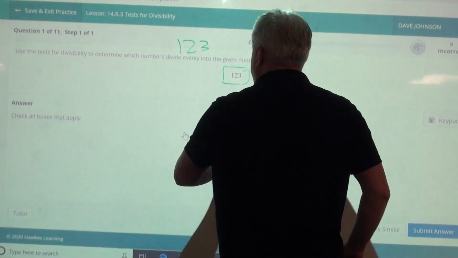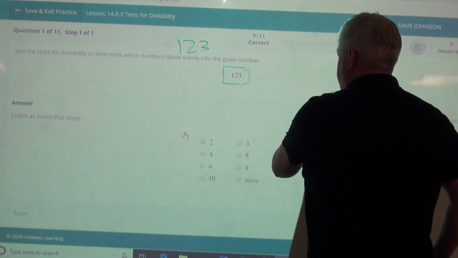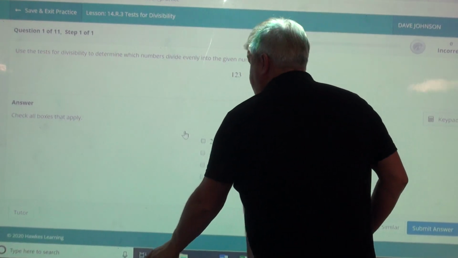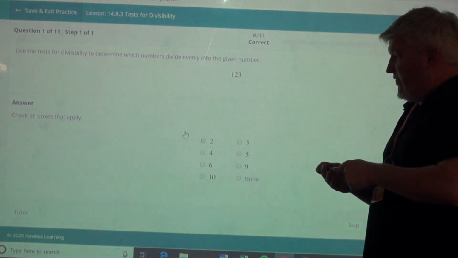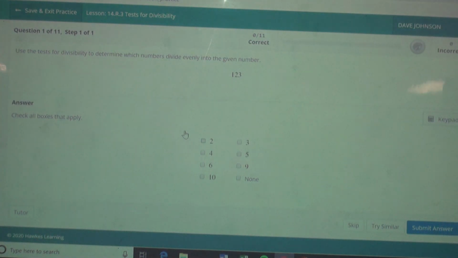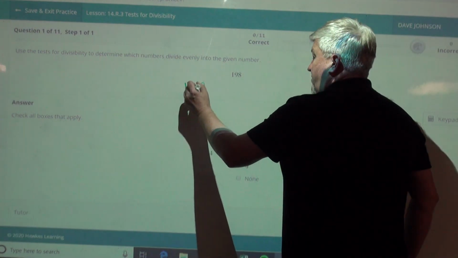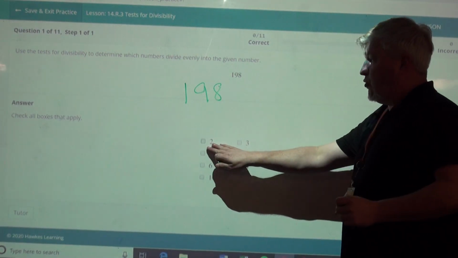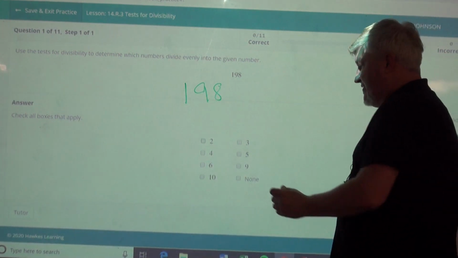Alright, so let's work through some problems. We just did this one. It says, use the test for divisibility to determine which numbers divide evenly into the given number. I'm going to switch the number. The number is now 509. I'm going to switch it again. Alright, there we go. 198. The number is 198. So, number 2, is it an even number? Yes, it is.